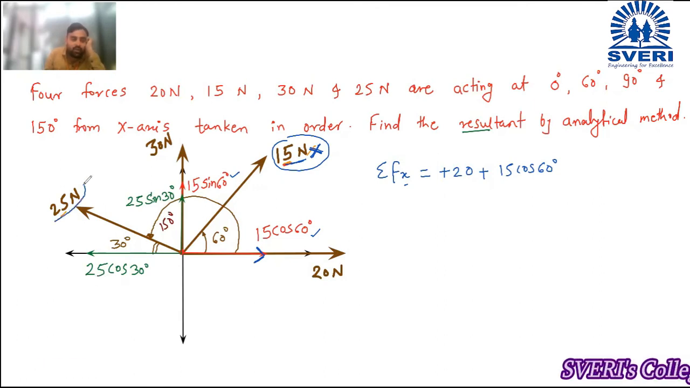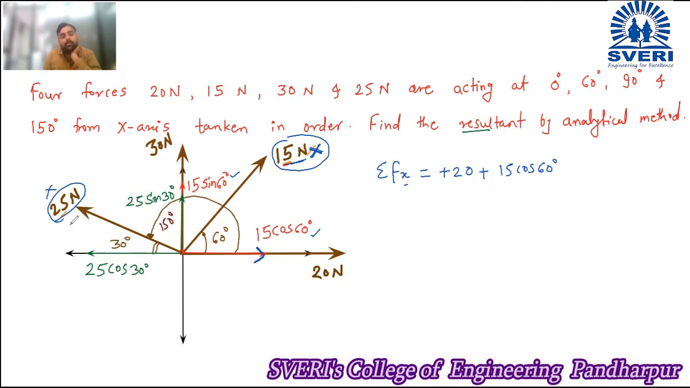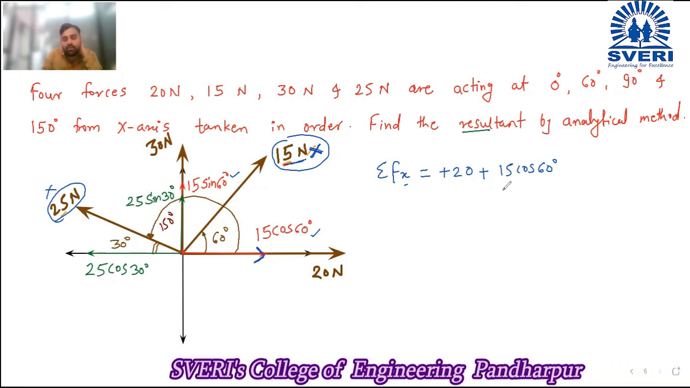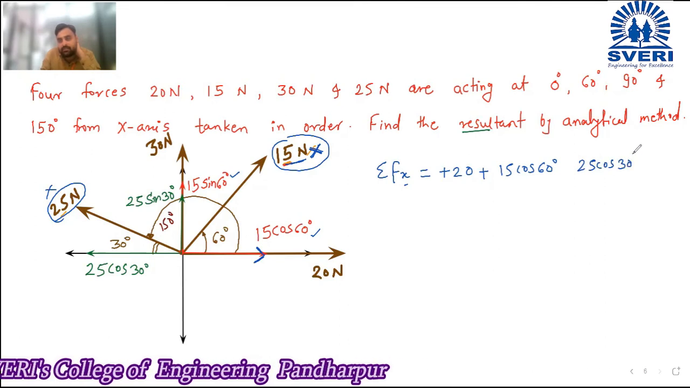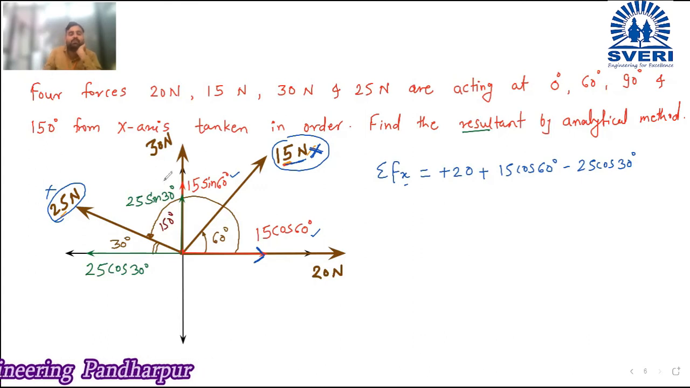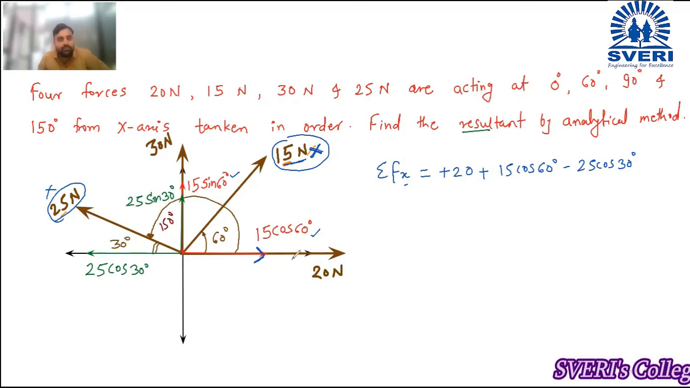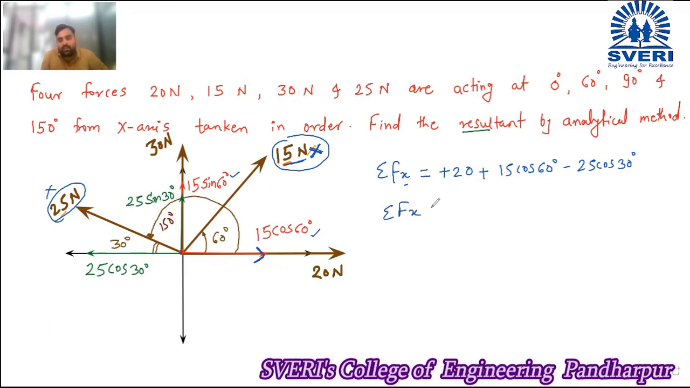And also we are not going to consider this force, rather we are considering its components. So what is the component of this 25 Newton? 25 cos 30. Now this 25 cos 30, is it plus or minus? Minus. Check whether any force is left in the horizontal direction, or have we taken all of them? Okay, all horizontal forces we have considered. So calculate the summation fx now.